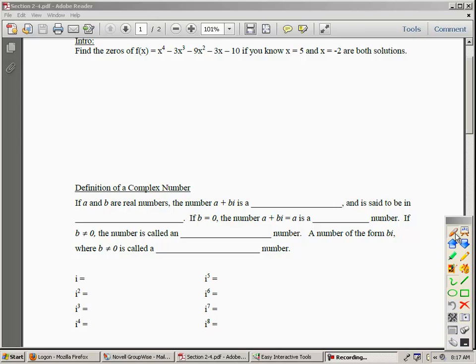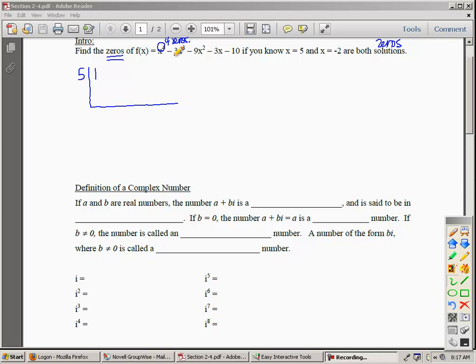So I'm going to start with, given a couple of solutions or zeros, don't forget solutions are the same thing as zeros, I give you a polynomial, can you find the rest of the zeros? Well, taking a look at degree, I should have 4 zeros because my degree is 4. So I have 2, I need to find the 2 remaining. What we're going to do is synthetic divide. So I'm going to start with the 5 and synthetic divide with my coefficients.